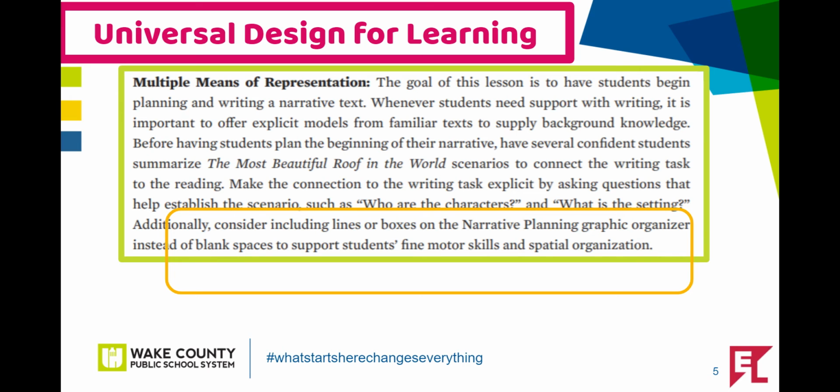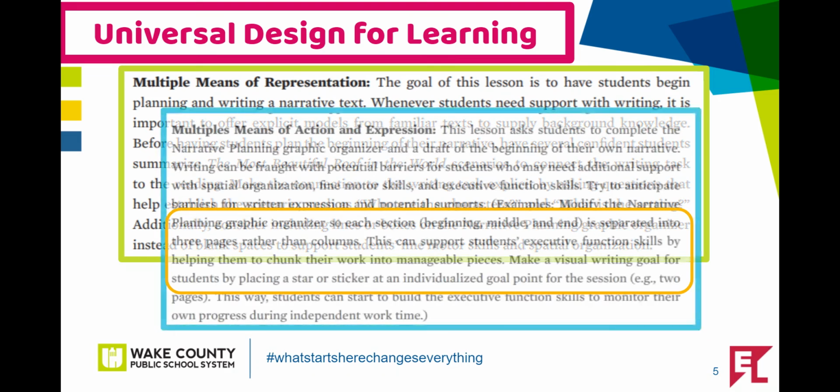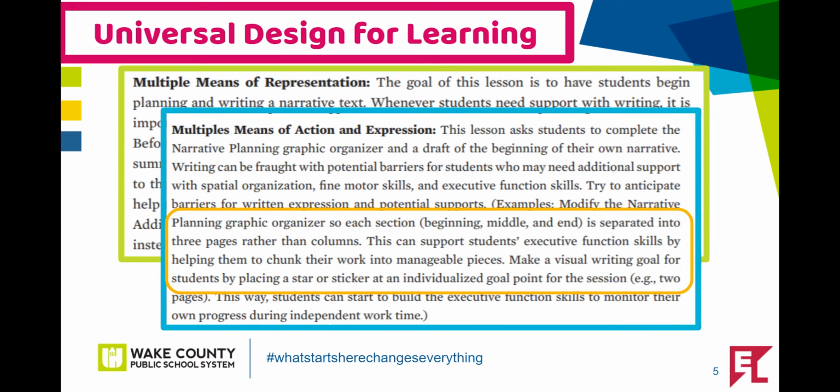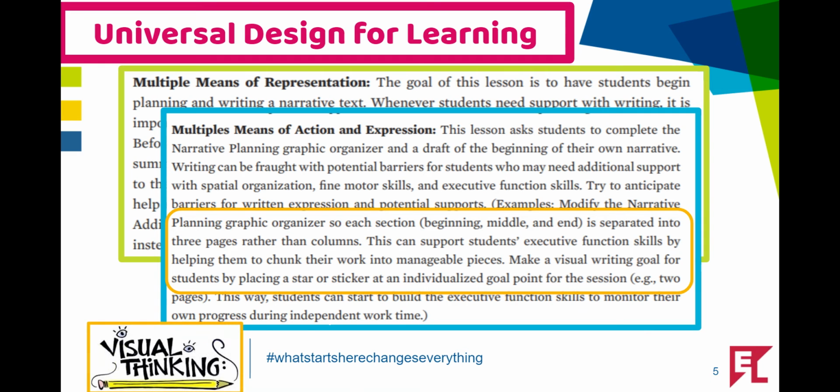Consider modifying the narrative planning organizer to one that is one page with the information organized visually in a different way. You can modify the narrative planning graphic organizer so each section, the beginning, middle, and end, is separated into 3 pages rather than in columns. This can support students' executive function skills by helping them to chunk their work into manageable pieces. Allow students to choose which works better for them. Make a visual writing goal for students by placing a star or sticker at an individualized goal point for the session.